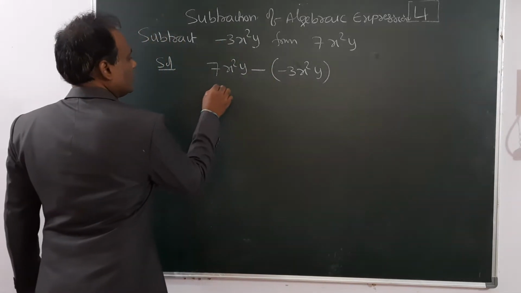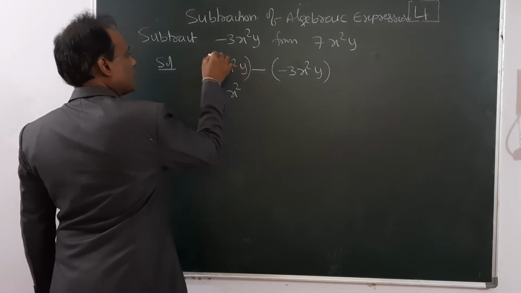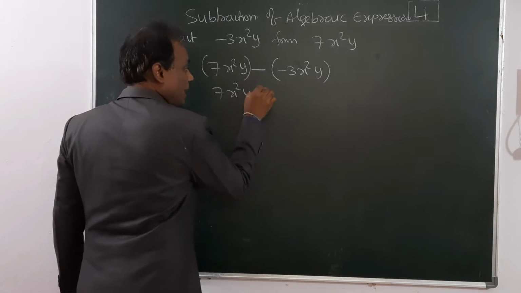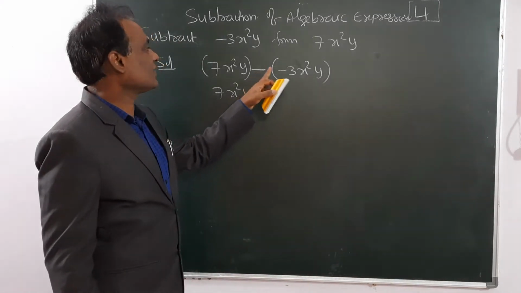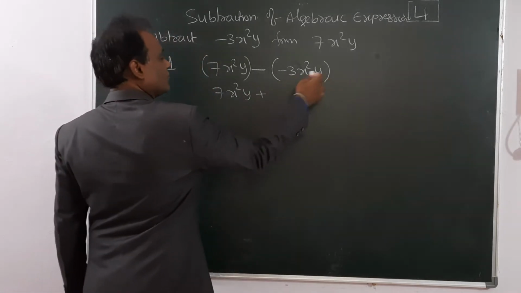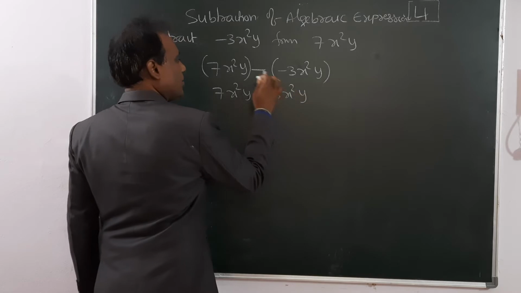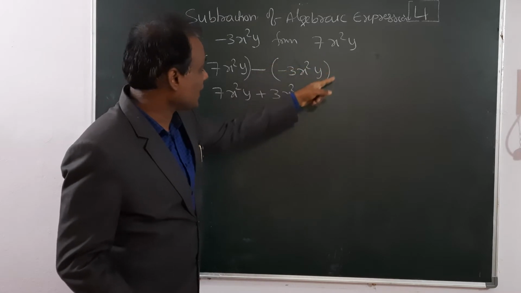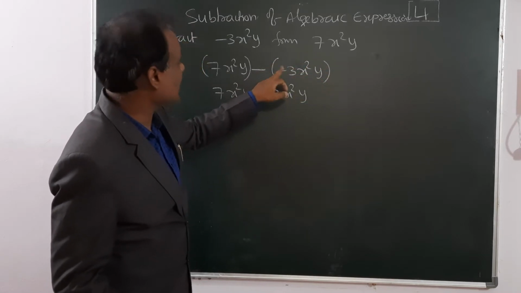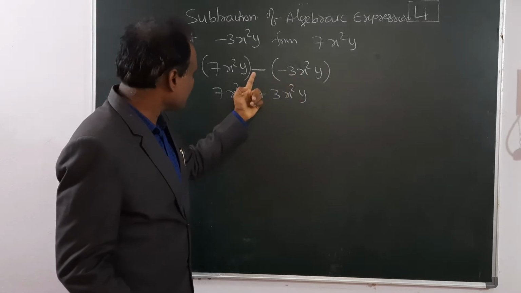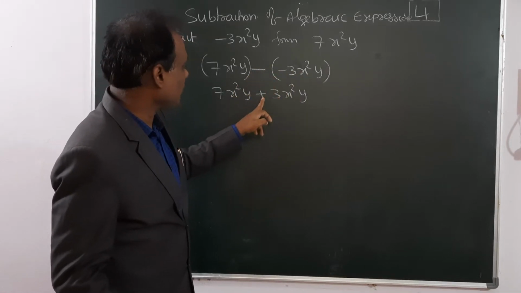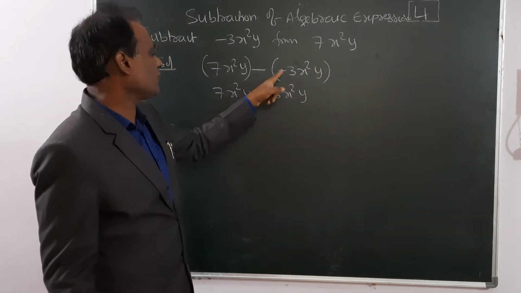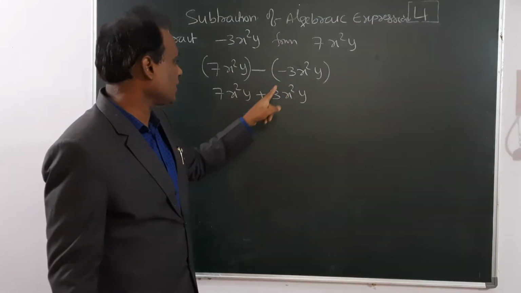Now I am opening the brackets. This is the first term and this is the second term. Minus into minus is plus. If we are subtracting the second algebraic expression, all the signs will change. If it is minus, it becomes plus, because all the signs are multiplied with minus. Suppose it is a plus term: minus into plus is minus. Like that all the signs will change.